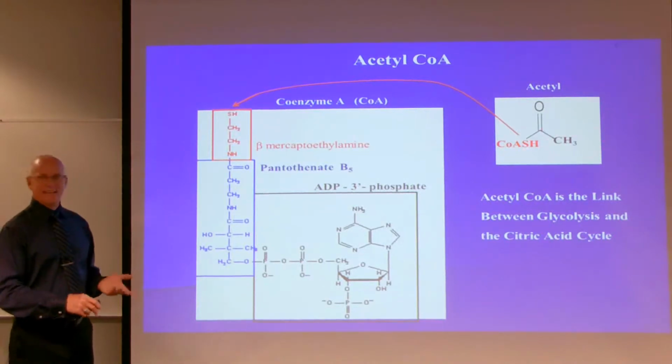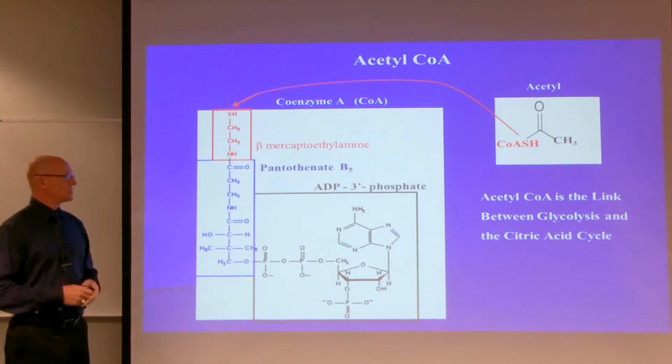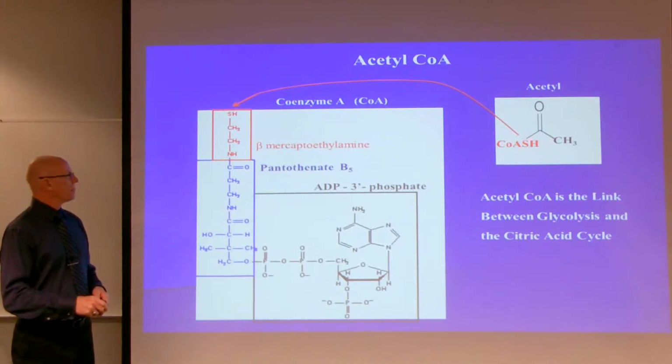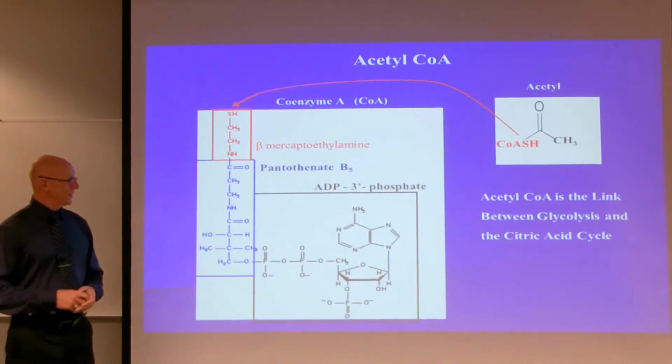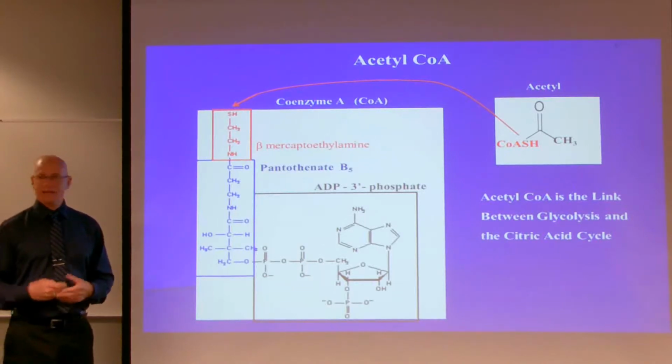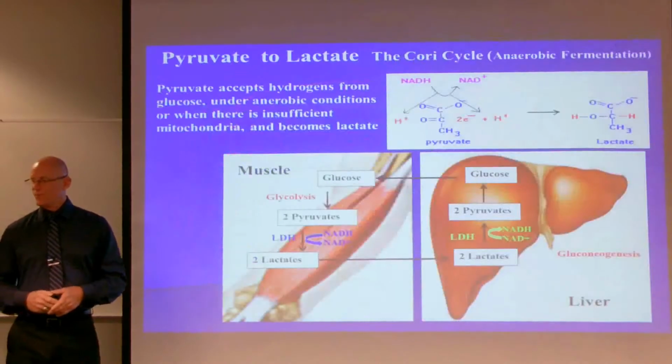You may see the SH on there, or you may just see the S, but this is what you'll actually see. It will bind right here as this needs to bind with the electron here. So acetyl-CoA, again, is the link between glycolysis and the citric acid cycle.